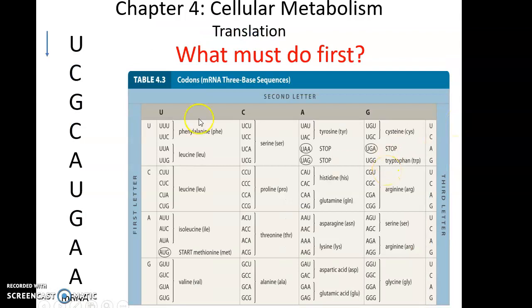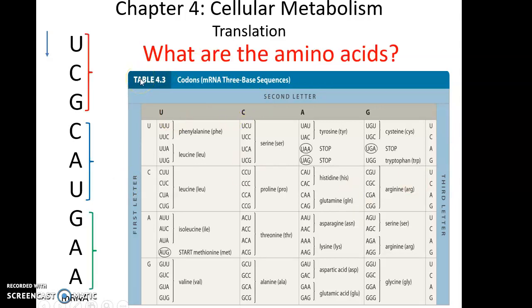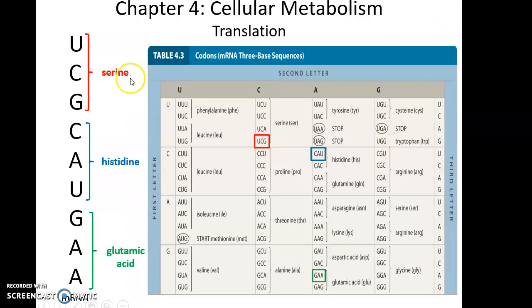All right, so here is an mRNA sequence. What is the first thing that needs to be done? I hope you said break it up into codons. That is correct. So we break it up into 3 nucleotide chunks. Then we have to figure out what the amino acids are. So I recommend you pause the video and determine what the 3 amino acids are using this chart. All right, I hope you got serine, histidine, and glutamic acid.